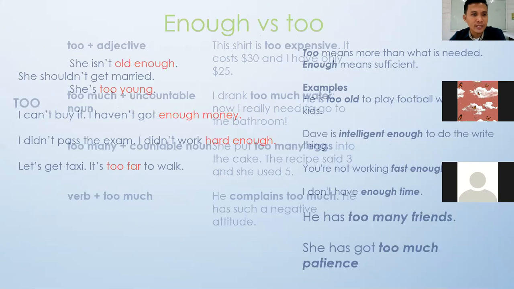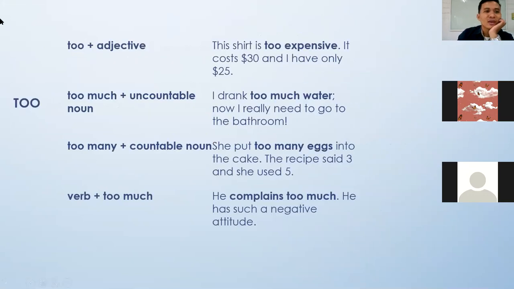Okay. So let's talk about "too" plus adjective. This shirt is too expensive. Expensive, is it adjective or adverb? Adjective, sir. Yeah, that's right. This shirt is too expensive. It costs $30 and I have only $25. It means it's more than your money. It means too much for you because you got only $25.